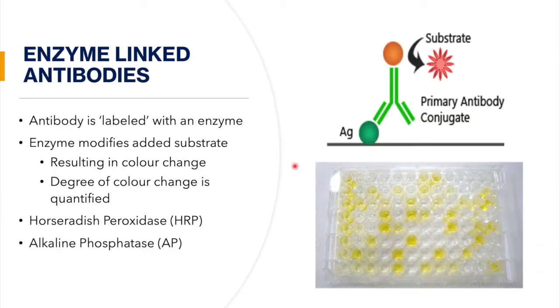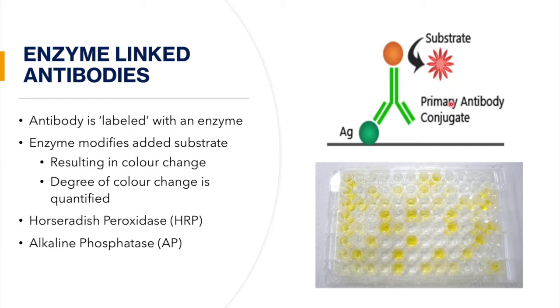Let's take a closer look at how this enzyme-linked antibody works. The antibodies used in ELISA are labeled with, or attached to, a specific enzyme that is able to react with a corresponding substrate. When the substrate is added to the solution, the enzyme modifies the substrate to cause a color change. The degree of color change depends on how much enzyme is present, which in turn is dependent on how much antigen is present.